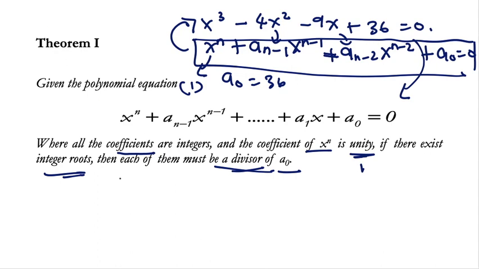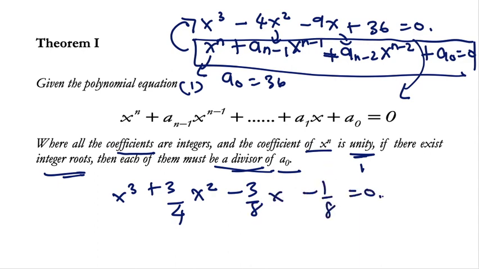Let's say I give you this fraction. Let's say we have x cubed plus 3/4 times x squared minus 3/8 times x minus 1/8 equals 0. Now, not all of the coefficients here are integers. Some of them are fractions. So what should you do? Can you apply theorem number 1?